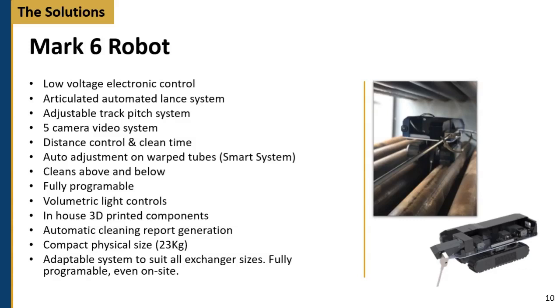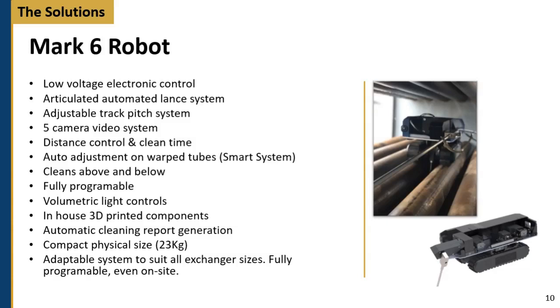Five camera video system. There are three onboard cameras: front, rear and underside. The underside camera looks back between the tubes under the robot. So this is good for taking photos and videos before and after the clean, and shows blockages that the other cameras might not see. There's two further camera sockets on the control box. You can add external cameras if required. We cannot record video or take photos on the Mark 5, so again, it's a big step forwards.